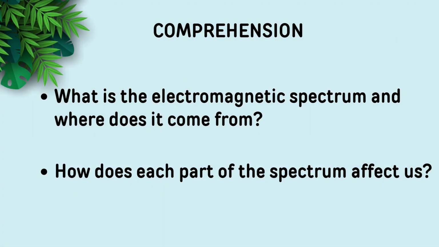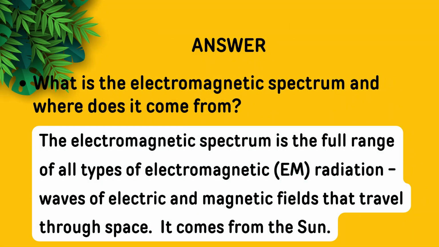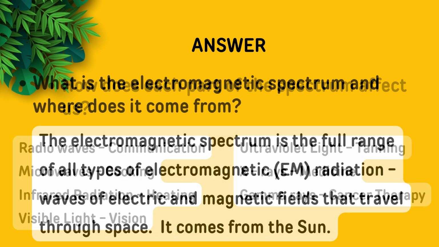Comprehension. What is the electromagnetic spectrum and where does it come from? And how does each part of the spectrum affect us? Well, the electromagnetic spectrum is the full range of all types of electromagnetic radiation, or waves, of electric and magnetic fields that travel through space. It comes from the sun.